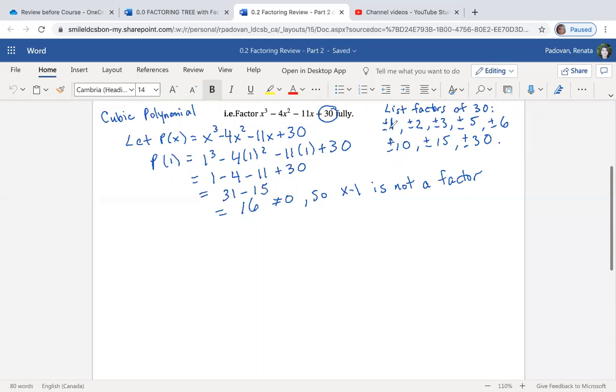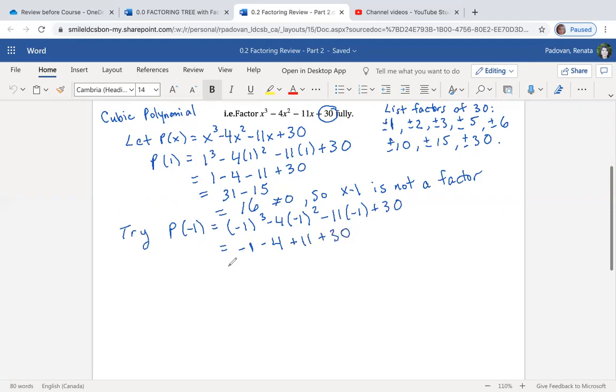So next is the negative part, the negative one. So let's try p at -1. So I would have (-1) cubed minus 4 times (-1) squared. Whenever you're subbing in for x, put it in brackets, especially if it's negative. Minus 11 times (-1) plus 30. So here I would have -1 cubed would be -1. -1 squared is +1, so multiplied by -4, I'm still getting -4 like before.